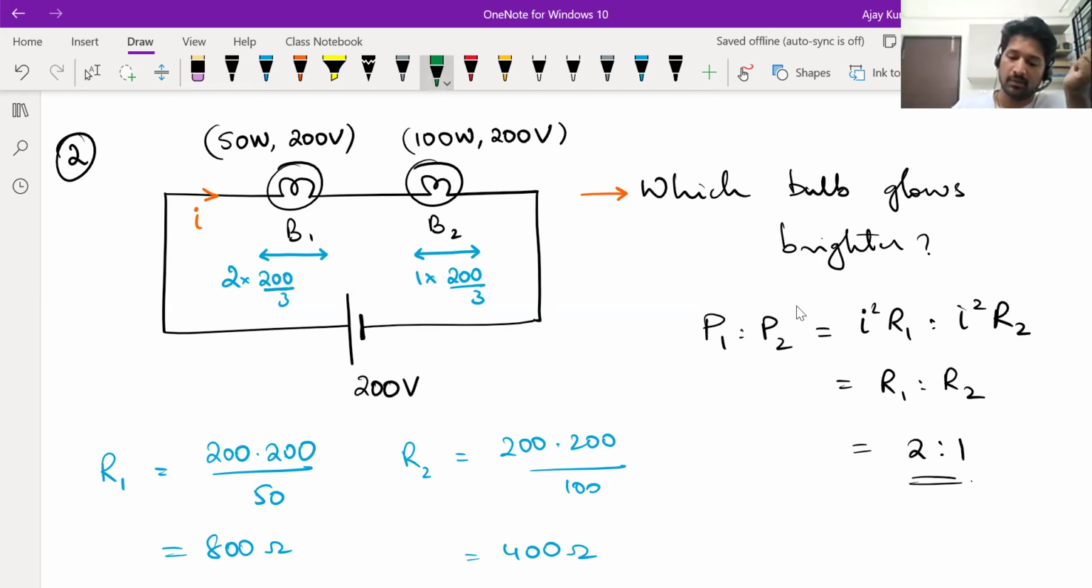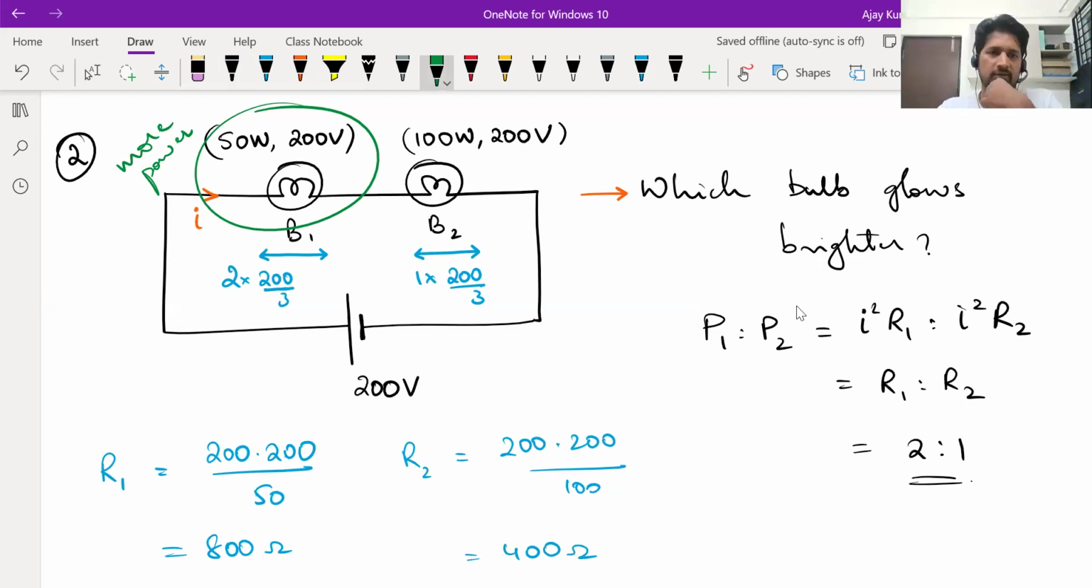The first bulb will consume more power, and we are assuming 100% efficiency, so it will emit more power in the form of light. Okay, the first bulb glows brighter.